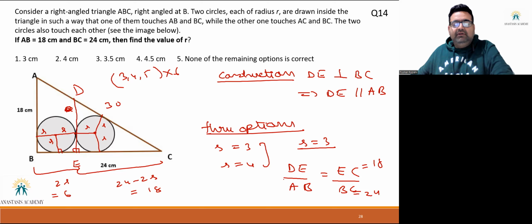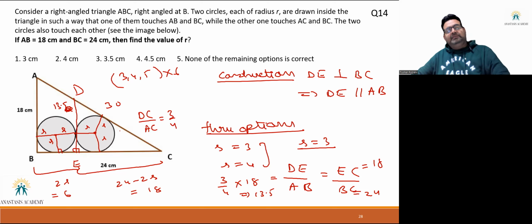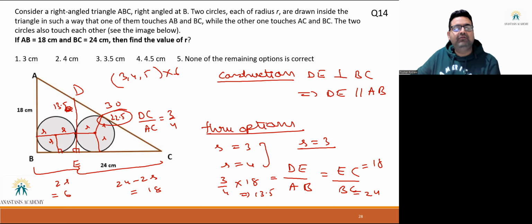So DE is 3 by 4 of AB, right? So DE, if we calculate, will be 3 by 4 of AB, which is 18. If you calculate, this comes out to be 13.5. Also DC by AC will be the same ratio, right? So 30 also gets split into 3 is to 4. That means DC becomes 22.5, which is 3/4 of 30. So this is 13.5, this is 22.5, and this value is 18.